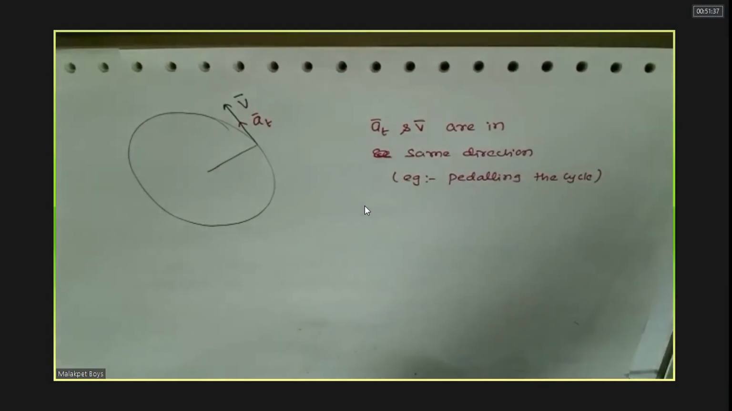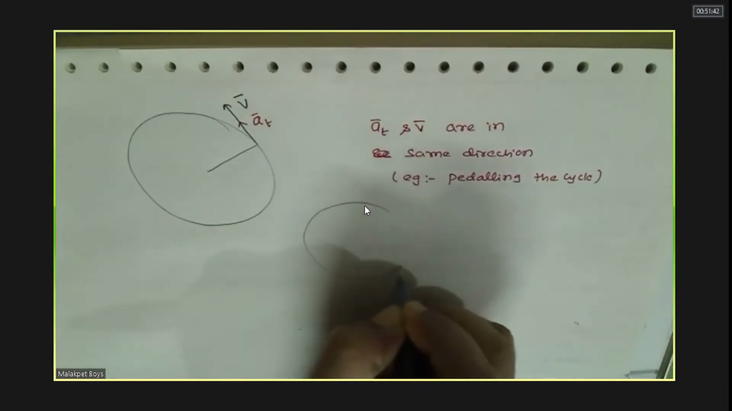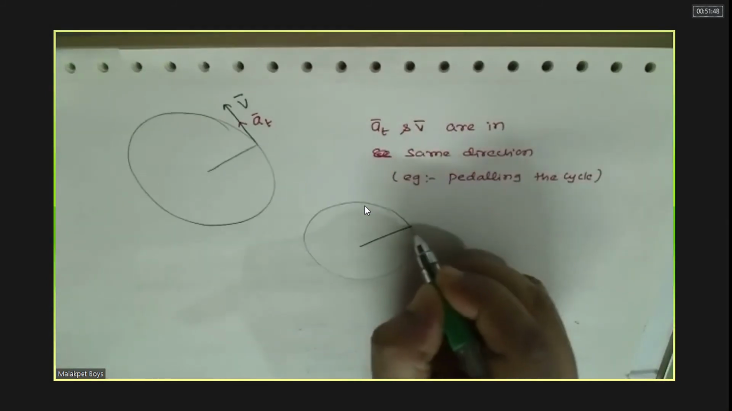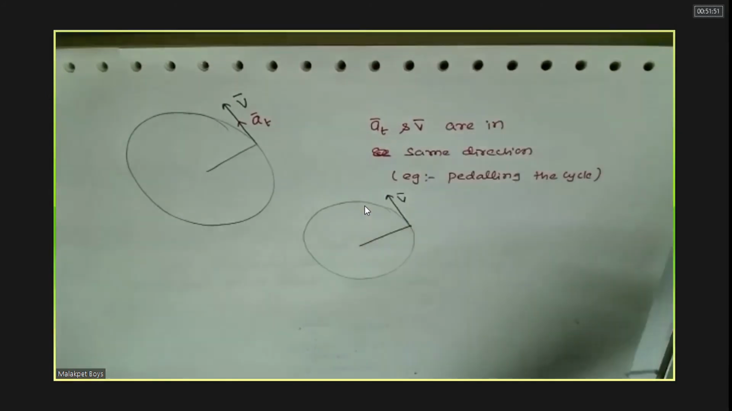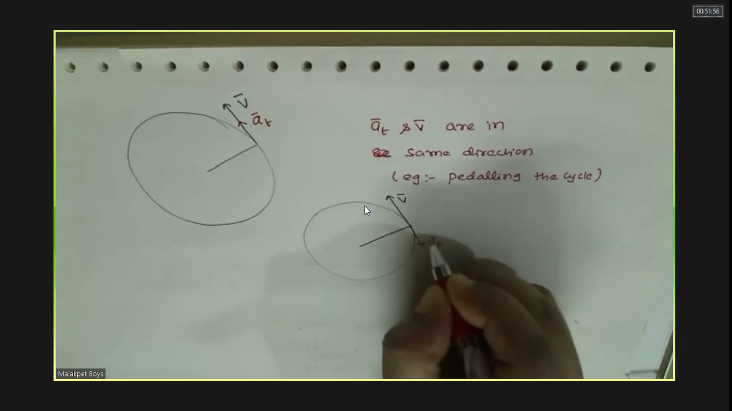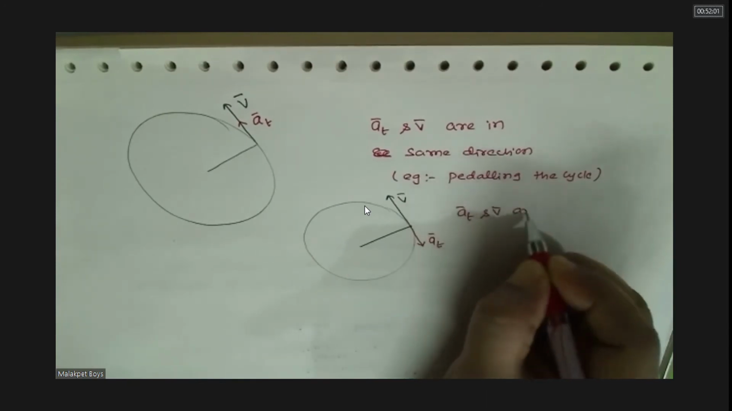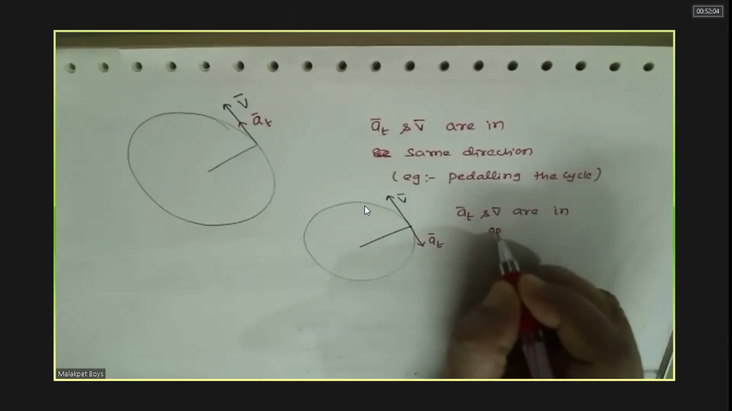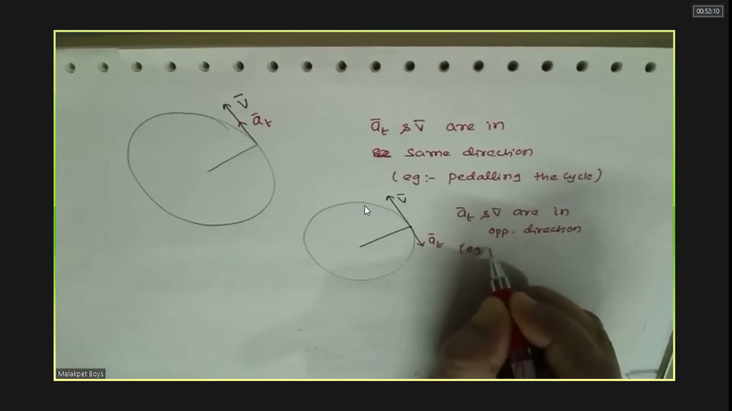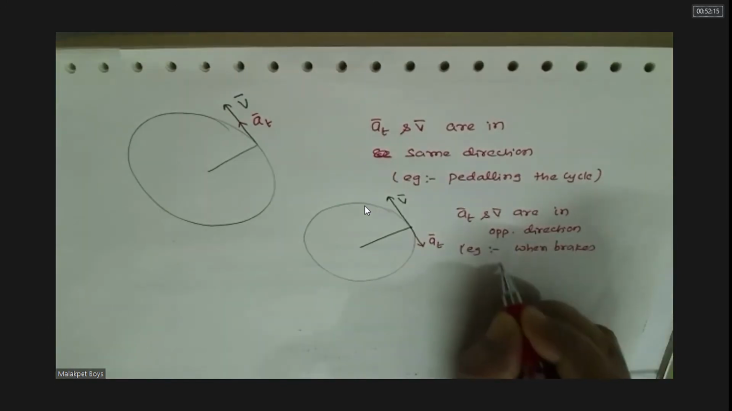Understood this? On the other hand, there is a situation that you are moving in this direction. This is the velocity vector, tangential. Can acceleration be in this direction? When? When it is opposite. How is it possible? When we apply brakes, no? Brakes are applied.